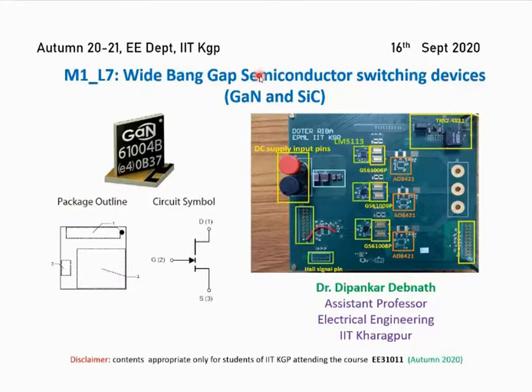In this part of this lecture, I'll discuss very promising semiconductor switching devices on which a lot of research is going on nowadays. These are wide band gap devices, and there are several, but gallium nitride and silicon carbide are the most popular, and they are commercially available also.